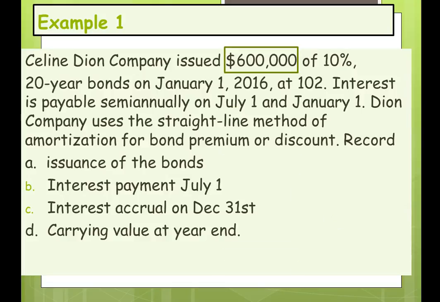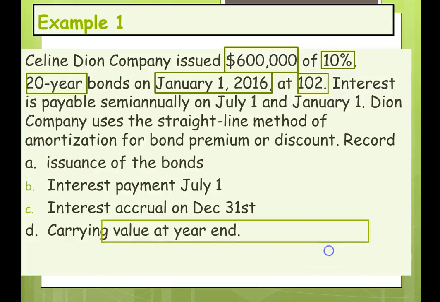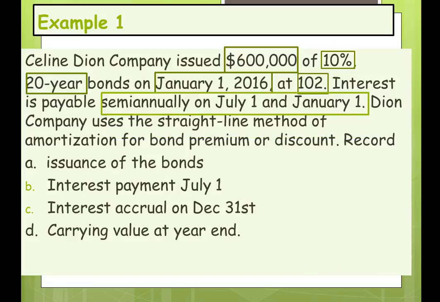So in this case, the face of the bonds is $600,000 and the stated rate is 10%. These bonds are 20-year and they were issued on January 1st, so we don't have to worry about any partial interest. They were also issued at 102, which means that we received cash of 102% of the face value. Interest is payable semi-annually, and we're using the straight line method. So that's the information we need in order for us to do the journal entries A through C, and then show the carrying value.